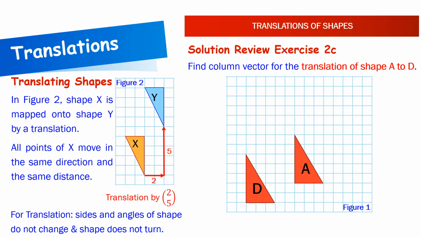And now for review exercise 2c. Find the column vector for the translation of shape A to shape D. So A has to move -5 units in the x direction and -2 units in the y direction. This is a translation by -5, -2.